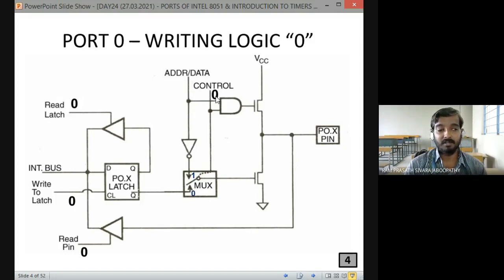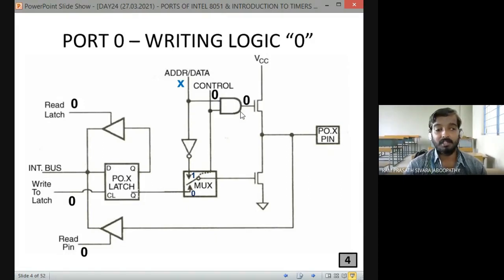As control is 0, this mux is going to connect its output with the input at 0. Yes, so this line will get connected now. So no need to worry about the address data line now. Fine, it is considered as don't care. What about the output of this AND gate now? If any one of the inputs to the AND gate is 0, then the output is also 0.